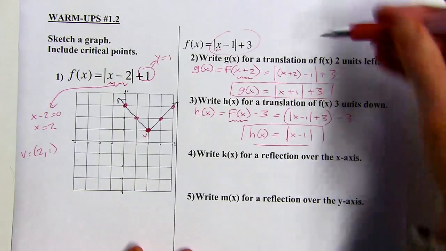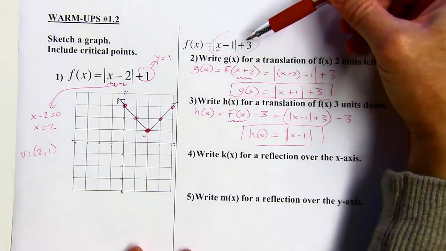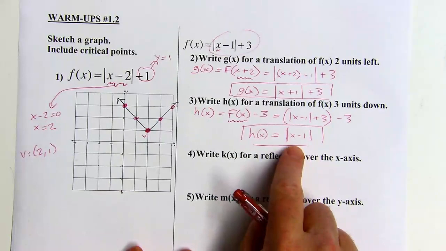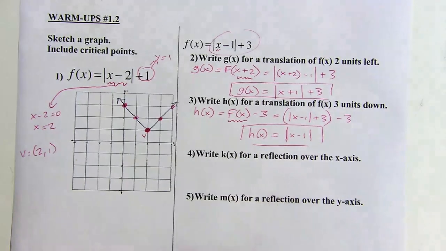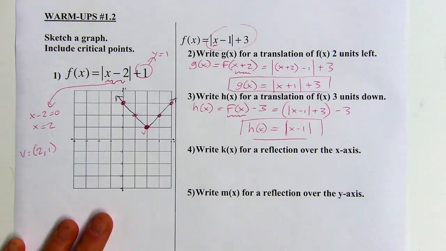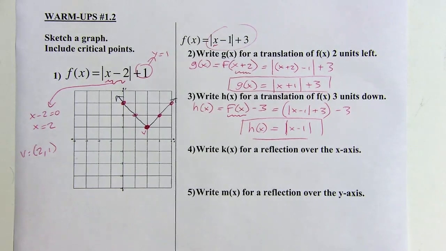Okay? And here our vertex would be 1, 3. Here our vertex would be 1, 0, which would be 3 units lower. Okay? All right, and now let's do some reflections.